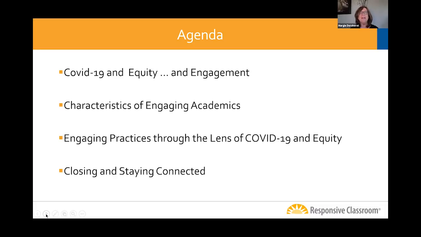And as we see those changes and the challenges that students have, we need to address both of those in order for us to have a truly engaging learning opportunity for our students. We're going to anchor that based on the characteristics of engaging academics from the Responsive Classroom approach. And then we're going to look at those engaging practices through the lens of the requirements for COVID-19 and also through that lens of equity.